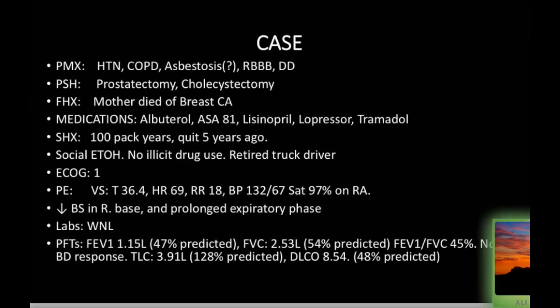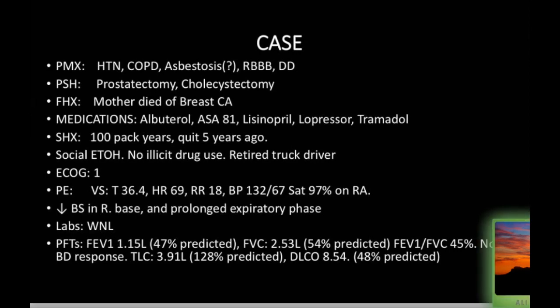His past medical history is, as I mentioned, hypertension, COPD, some questionable asbestosis, and right bundle branch block. He had past surgical history of prostatectomy and cholecystectomy. In terms of cancer, his mother had breast cancer, but no history of lung cancer. His current medications are all related to hypertension. He had a significant smoking history, but he quit about 5 years ago, with no drug or alcohol history. He's a retired truck driver, but otherwise has a very good ECOG performance status.